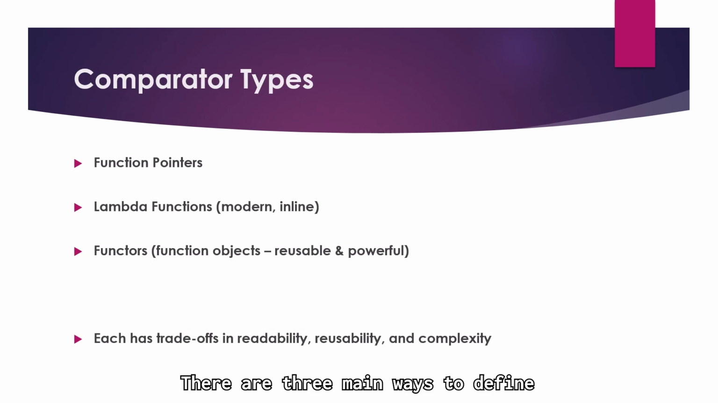There are three main ways to define custom comparators in C++. Function pointers, the traditional approach where you create a function to compare two elements. This is a simple and clear method. Lambda functions, a modern and concise method where we define a comparator in place. It's great for small one-off logic. Functors, a function object that overloads the operator so we can call it just like a function. Functors are reusable, maintainable, and ideal for more complex comparison logic that needs state or customization. Each approach has its own strengths. We will explore these in more detail today, so we will be able to choose the right one for our needs.